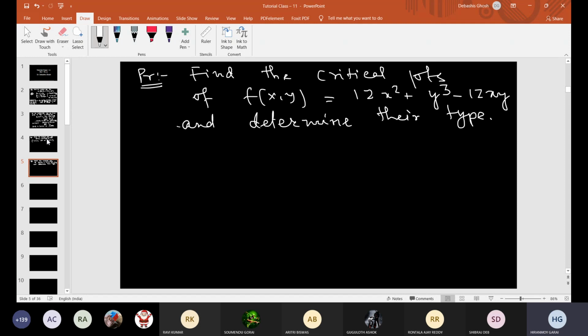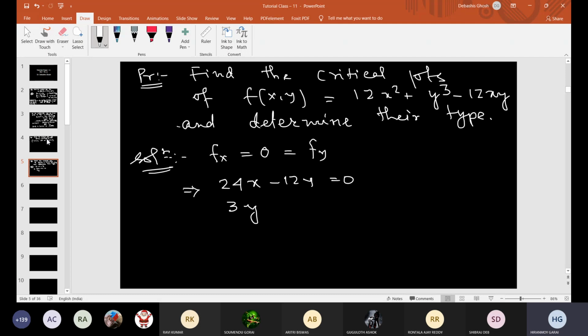Okay. So first we need to find out the critical points. For that you have to do fx equals to 0 equals to fy, and that gives you the equations: fx equals to 0 gives 24x minus 12y equals to 0. Another one is 3y square minus 12x equals to 0. So now if you compute this, it will give you y equals to 2x, and that will give you y square equals to 4x.